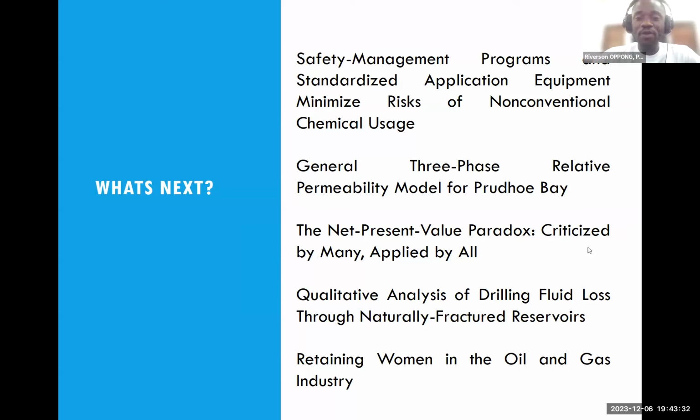Any other topics? Because I know that this cuts across everything that anybody here is doing. Any lady to pick retaining women in oil and gas industry? Why is it important? Why do you think the person was called to even present in the first place? What did she or he write to attract the reviewers?